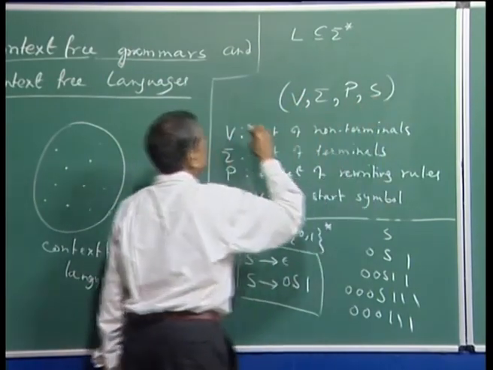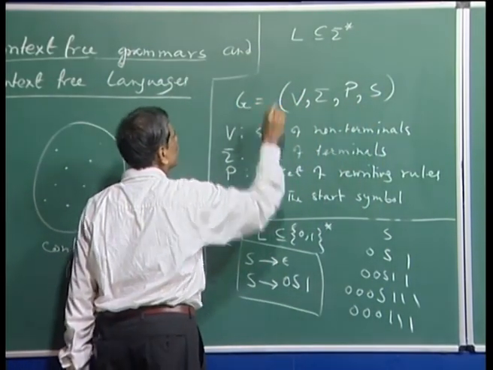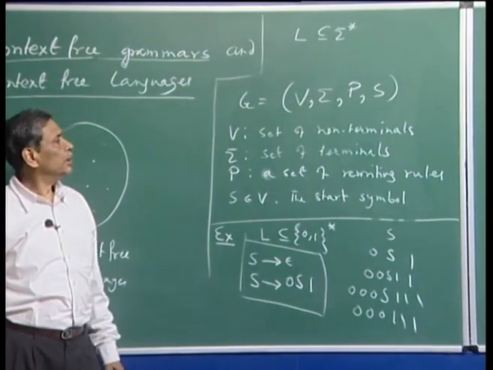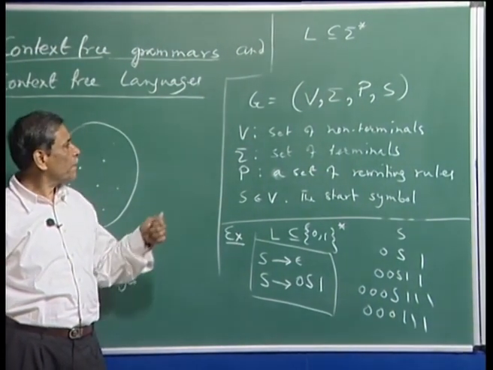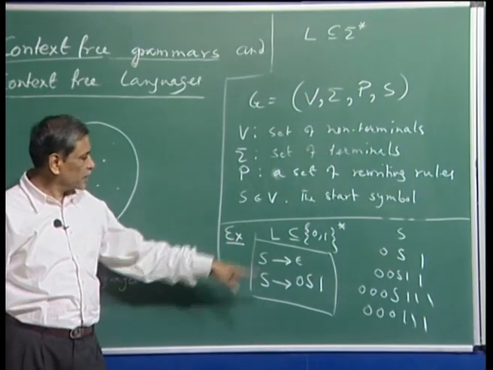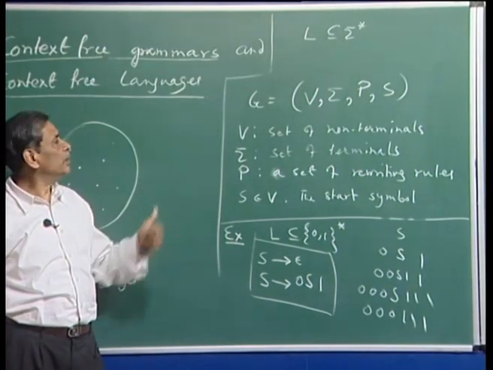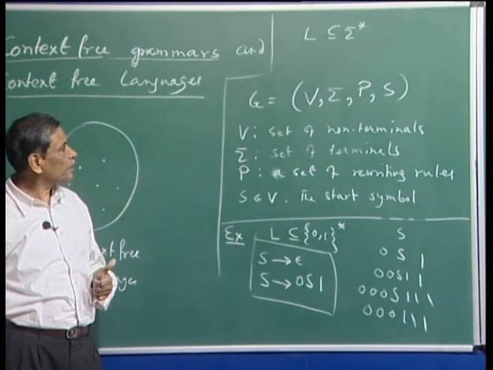Okay. These four things together, let me call a grammar G. In particular, when the rules are like this, we will call them context-free grammar. Alright.